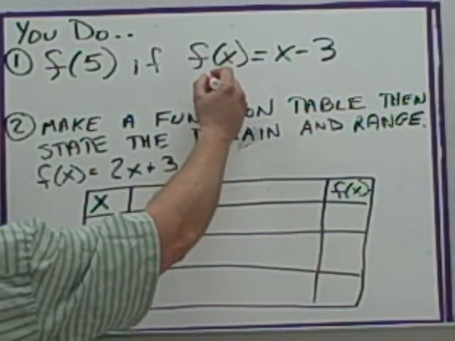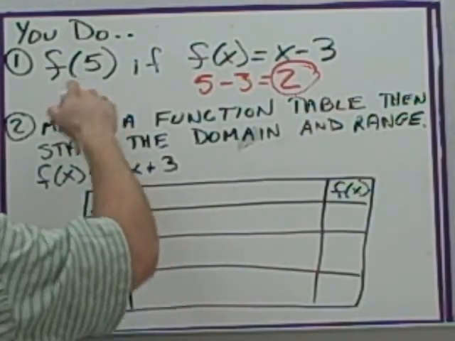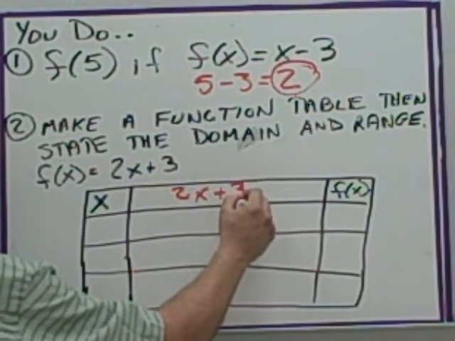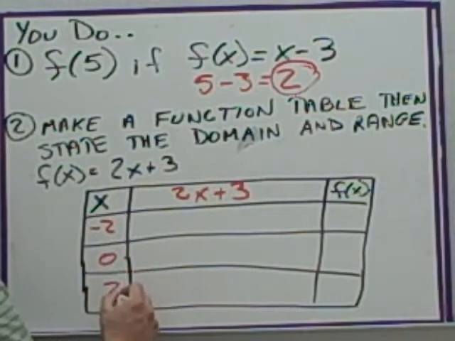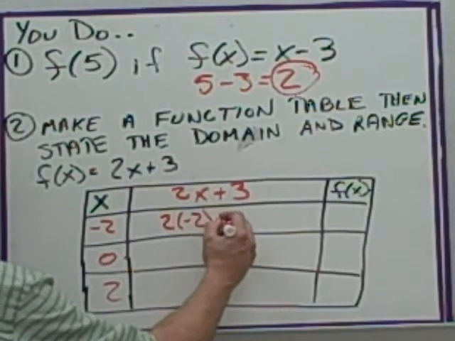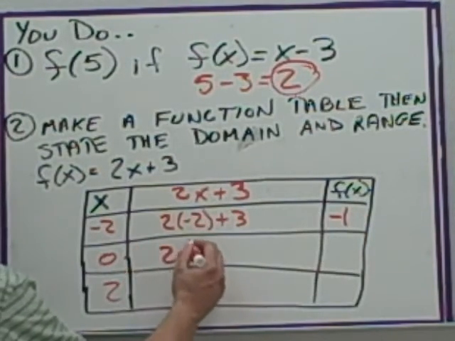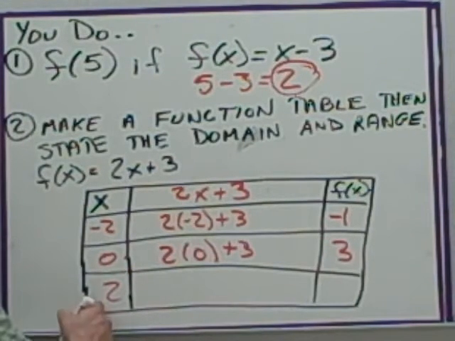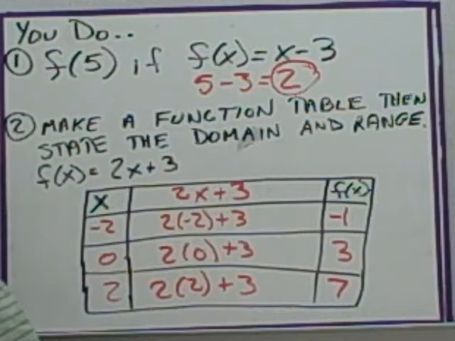F of 5 would be doing 5 minus 3, which is 2. So that's your answer for F of 5. In here, we write the function in the middle. And let's choose our -2, 0, and 2 again. I could use different ones, but let's use these. 2 times -2 plus 3 is -4 plus 3, which is -1. 2 times 0 plus 3 is going to give me 3. 2 times 2 plus 3 is going to give me 7.